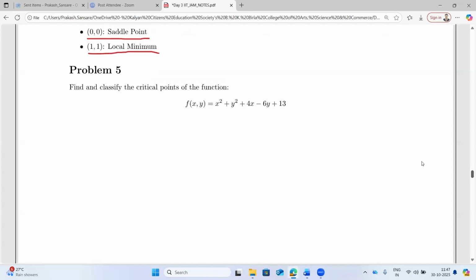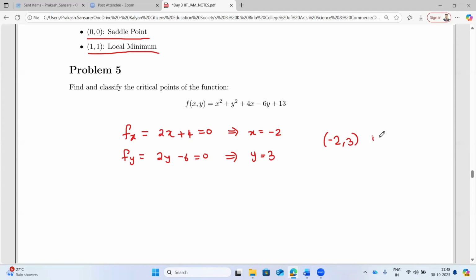Here is one more question we'll quickly take. What is fx? fx is 2x plus 4, and we'll set it to 0. So x is equal to minus 2. Then fy, the partial derivative of the function with respect to y, is 2y minus 6 is equal to 0. This would imply y is equal to 3. So minus 2 comma 3 is the critical point.